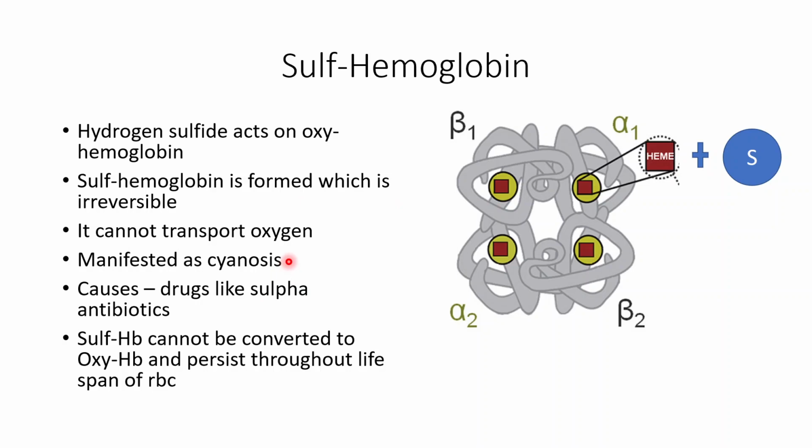This is because there is an increased concentration of reduced hemoglobin, or deoxyhemoglobin. Whenever there is an increased concentration of deoxyhemoglobin, it manifests in the form of cyanosis, or bluish discoloration of skin or mucous membrane. What are the causes? We have sulfur drugs and antibiotics which can cause sulfhemoglobin. Sulfhemoglobin cannot be converted to oxyhemoglobin, and it persists throughout the lifespan of the RBC, that is for 120 days. So this sulfhemoglobin is broken down along with the breakdown of the RBC.